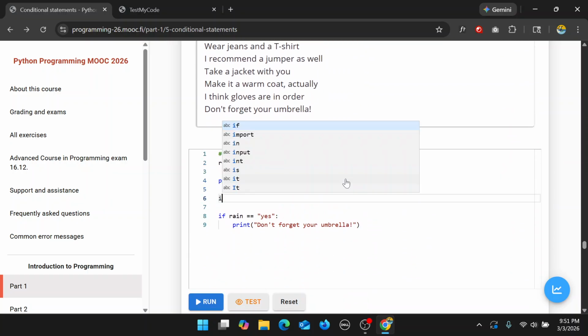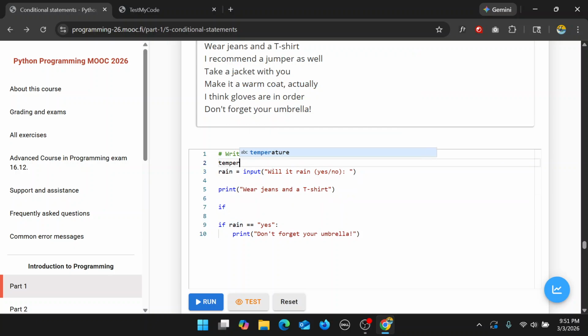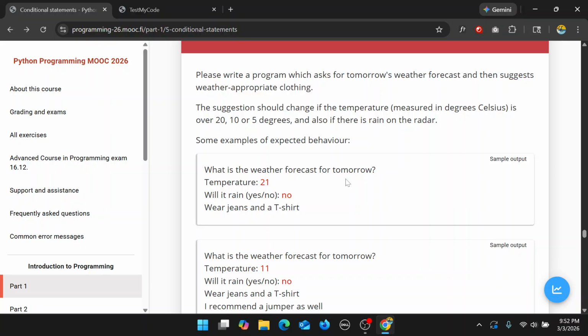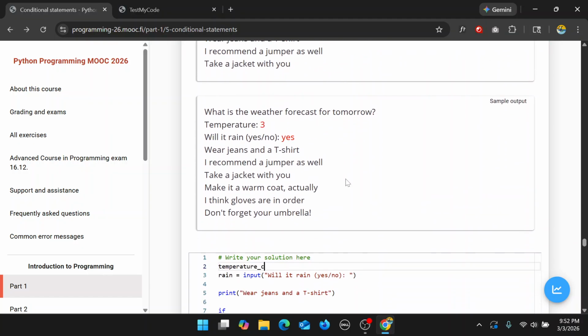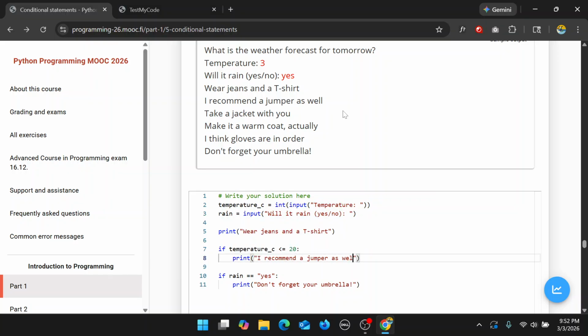So what we can say is, here we need to track the temperature. So we can say temperature, is this in Celsius? Yeah, Celsius. So temperature C is equal to integer input temperature. And then we're going to say if temperature C is less than or equal to 20, then we're going to recommend a jumper as well. So we're going to say print I recommend a jumper as well.